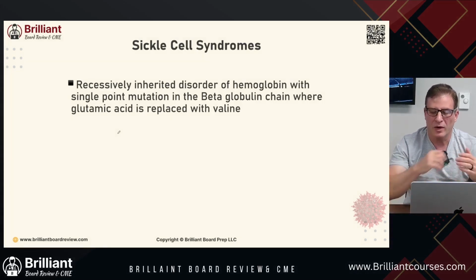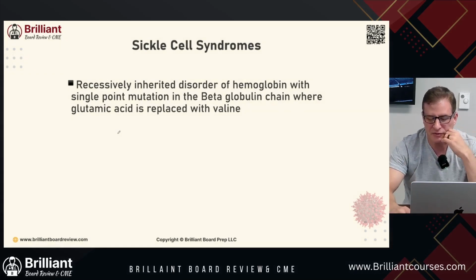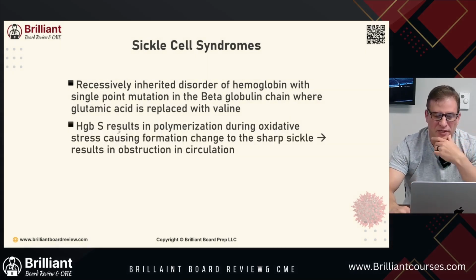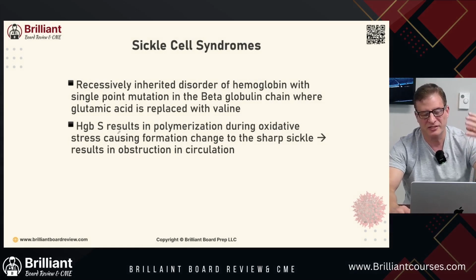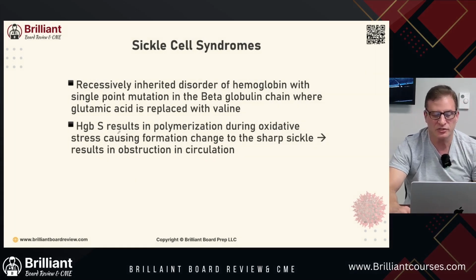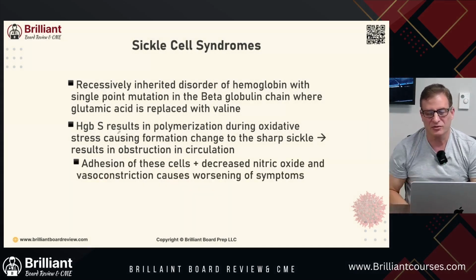Also, why did this come about? It's because the sickled RBCs are less hospitable for malaria parasites. So this is a genetic mutation that carried forward. Hemoglobin S results in polymerization during oxidative stress, causing the cell to change to a sharp sickle shape. Just a fancy way of saying, hey, this is changing to a sickle, resulting in obstruction in circulation. They're blocking things. They're inflexible and they're blocking.